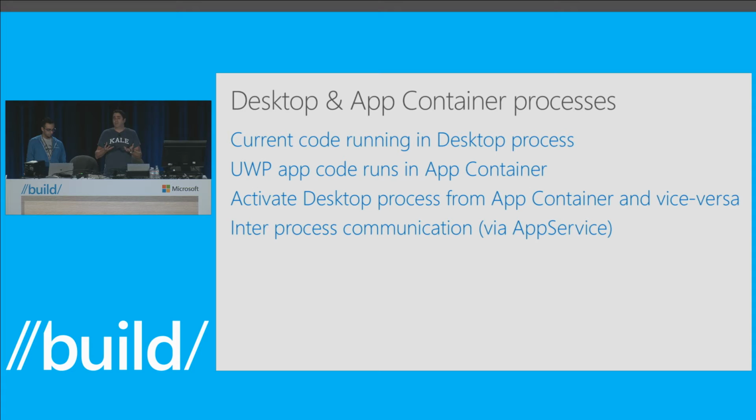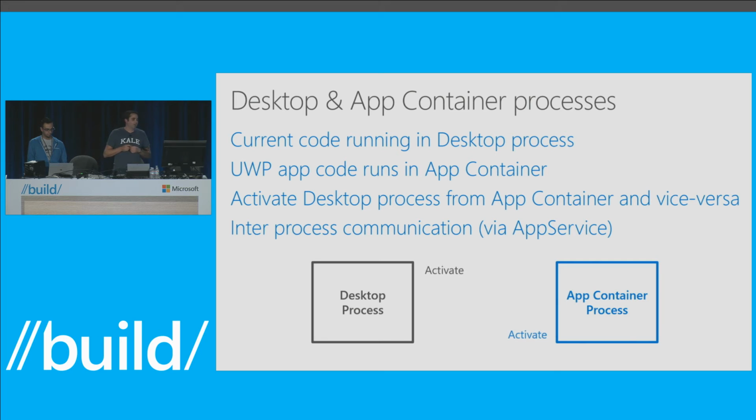And so you end up in this world where you now have two separate processes, but you still probably want them to, A, be able to talk to each other, and B, make sure that they can launch each other, right? So if you have some code that's running in a background task, it may want to communicate with the desktop app process that's running, or vice versa. So we actually have you covered on that. And I clicked. There we go.